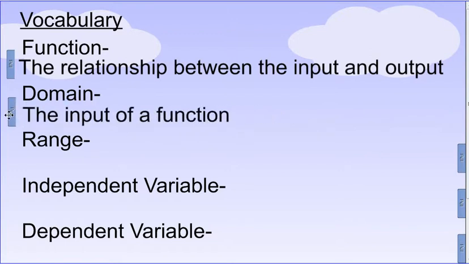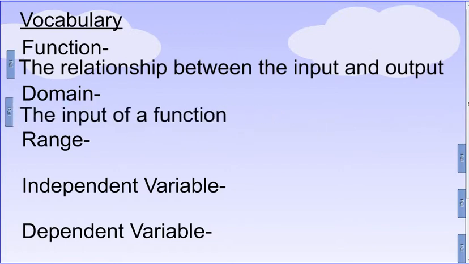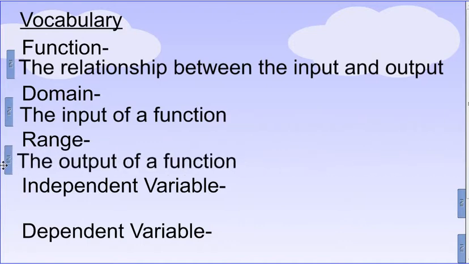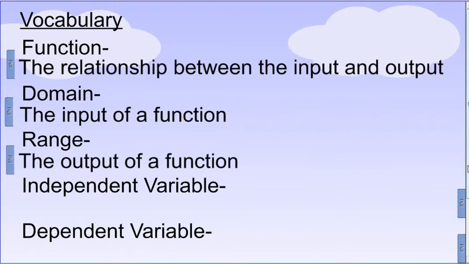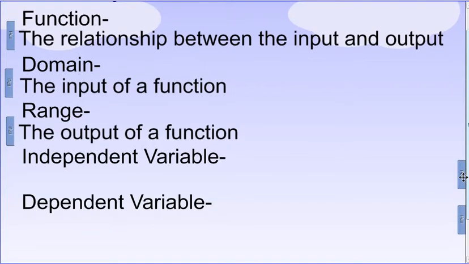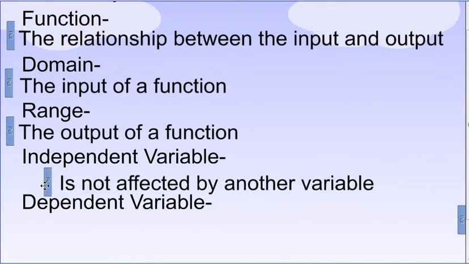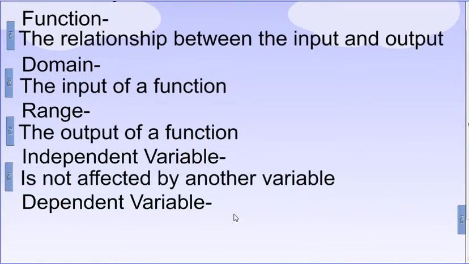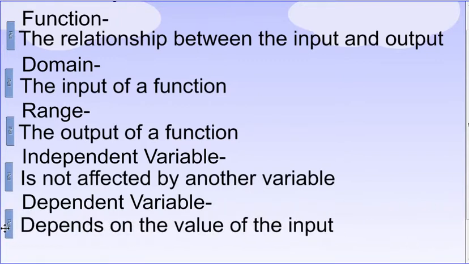The domain. The domain is the input of a function. The range is the output of a function. Independent and dependent variables. An independent variable is a variable that is not affected by another variable. A dependent variable is affected by another variable. It depends on the value of the input. So get these copied down, and then we're going to see what this actually means. You might want to pause the video if you're still copying. I'm moving on to the next slide.